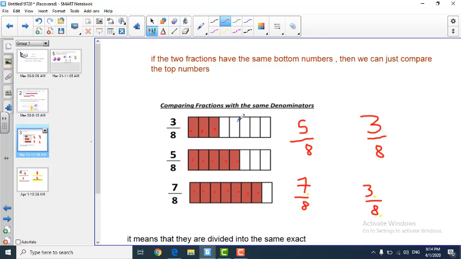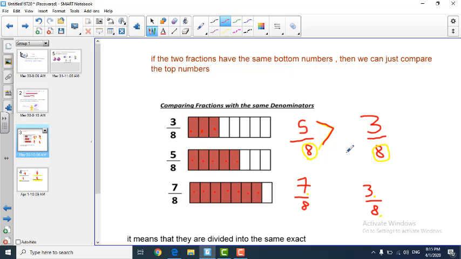Okay, at first, if the two fractions have the same bottom numbers, here we have 8 and here we have 8, so we can just compare the top numbers. Here we have 5 and here we have 3. So if the top number here is bigger than the top number here, the whole fraction here is bigger than the whole fraction here. So 5/8 is bigger than 3/8.